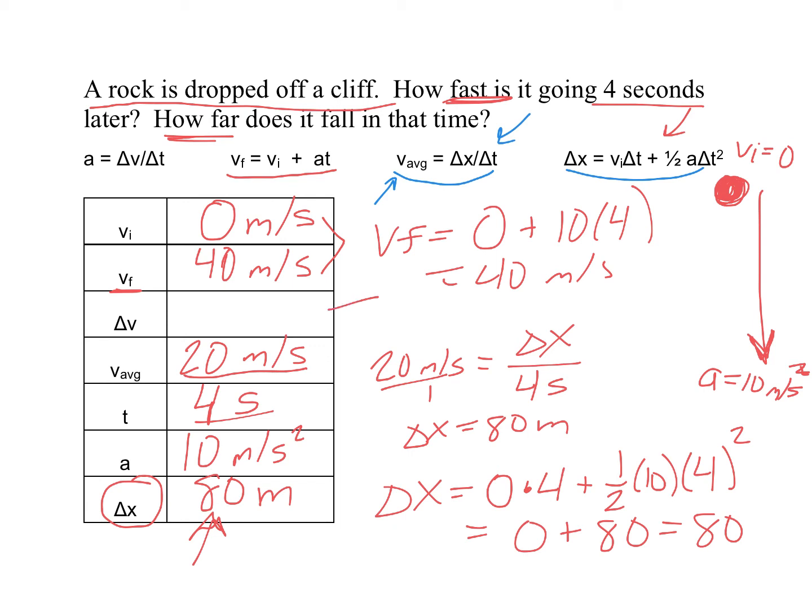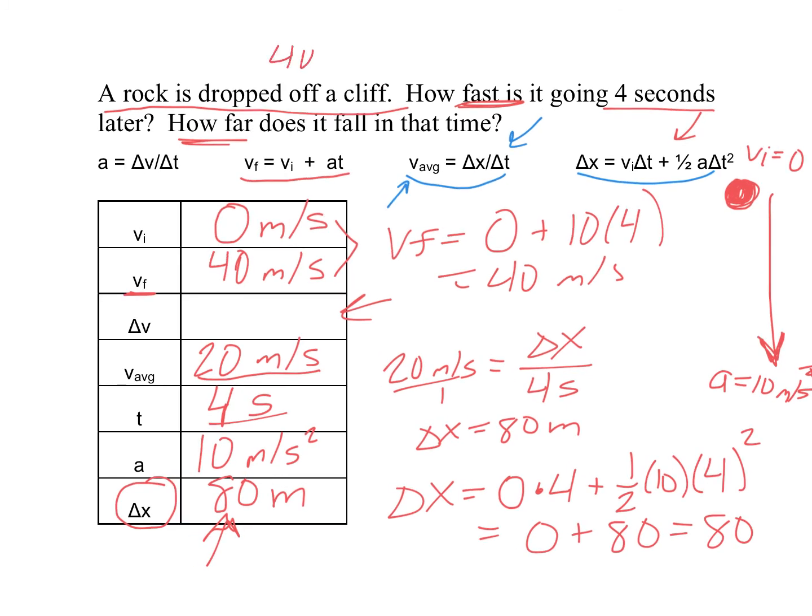Also, if I want to finish, what is the change in velocity? Change in velocity is VF minus VI. So that's just going to be 40 minus 0, which is 40 meters per second. So it changes by 40. And that's really all I get from that. So anyway, that is how I go about this.